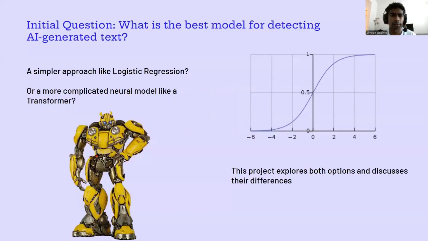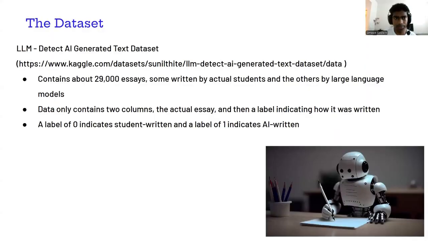To start off with some background, my initial question was, what's the best model for detecting AI-generated text? Would it be a simpler approach like logistic regression, or would a complicated neural model like a transformer work better? So this project basically explores the advantages and disadvantages of both.